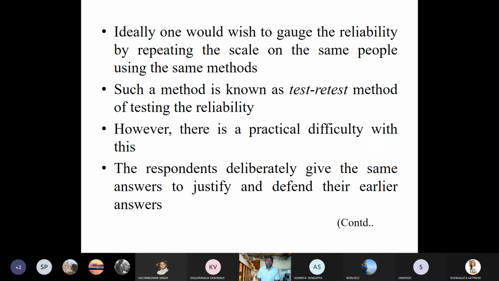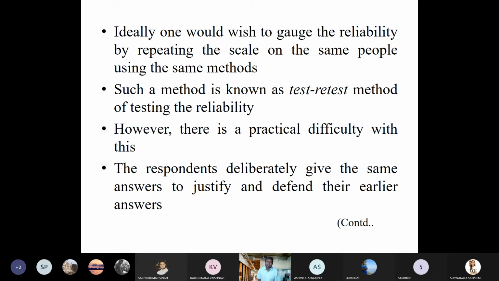Ideally, one should gauge the reliability by repeating the scale on the same people using the same method. You don't use it with someone else; you use the same scale with the same people at a different time, and if the answer is the same, you find that the scale is reliable. Such a method is known as the test-retest method of testing reliability, sometimes mentioned in statistics as well.